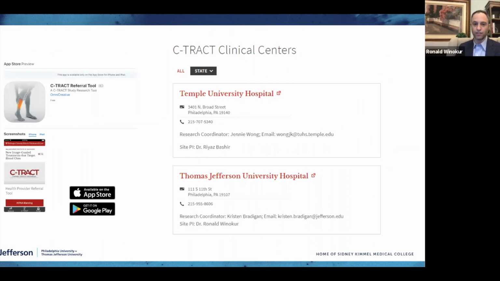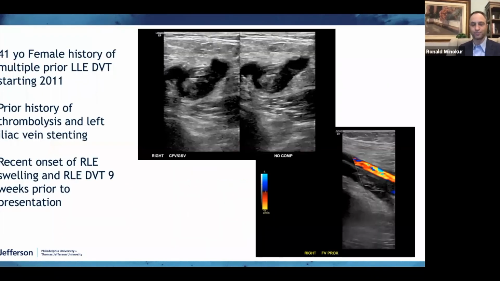And locally within the Philly area, these are the sites that are available. Obviously, I'm a site PI at Jefferson. Temple has a site, Dr. Bashir. There's also one in Delaware. So there are definitely sites within the Philly area to get involved in the C-TRACT trial.